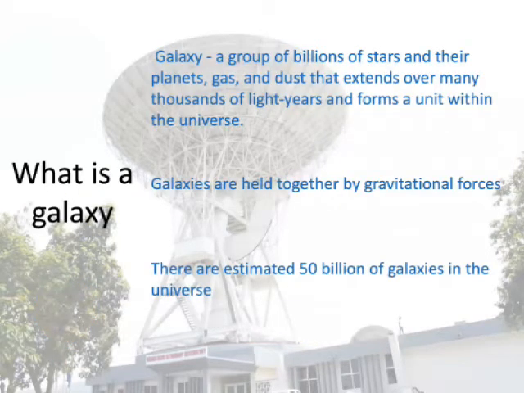What is a galaxy? A galaxy is a group of billions of stars and their planets, the gas around them, the dust, that extends over many thousands of light years and forms a unit within the universe. Galaxies are held together by strong gravitational forces that bind the stars together, the gases around them, the other planets, and all the objects. Do you know that there are an estimated 50 billion galaxies in the universe? Think about it. A galaxy is a group of billions of stars. That's one unit. Then we have about 50 billion of these units in the universe.